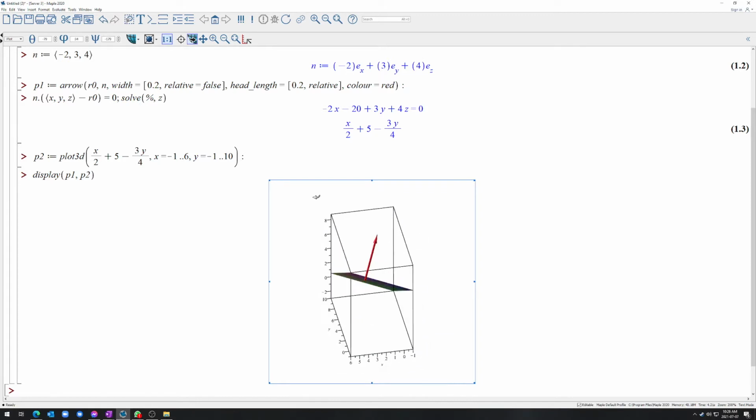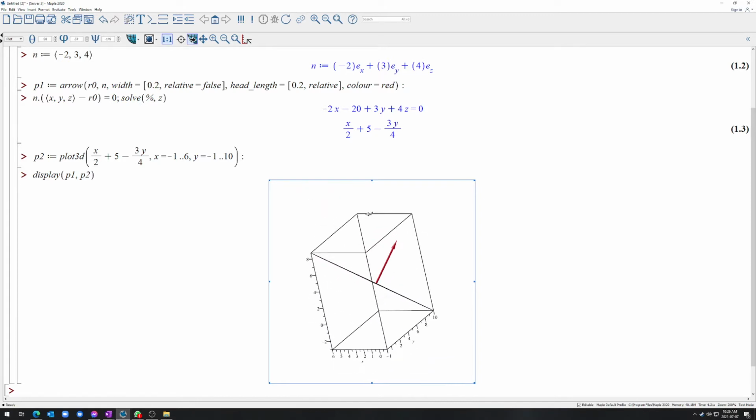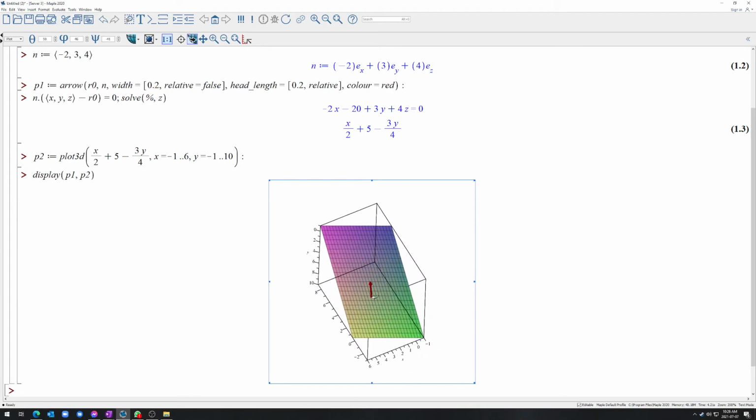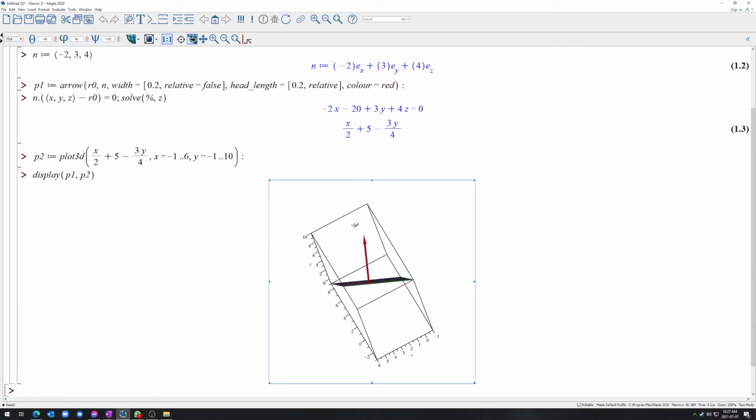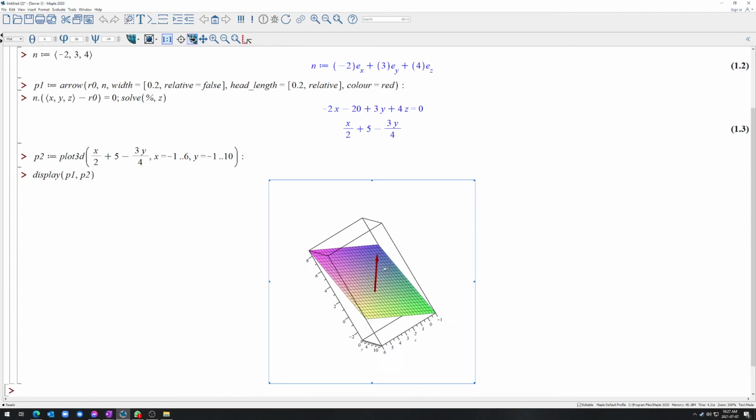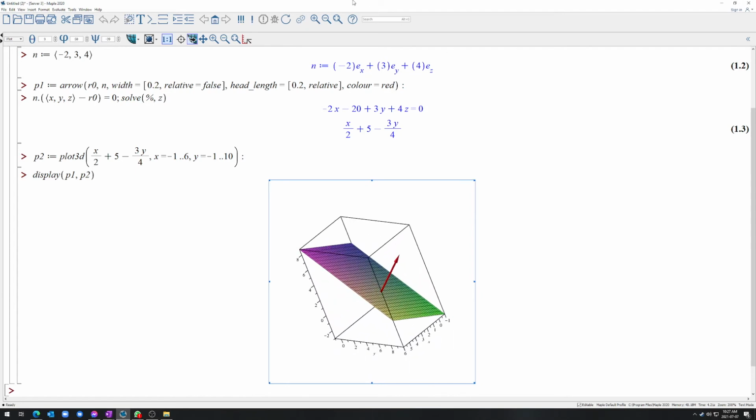Now you can see a perfectly perpendicular red arrow to that plane. And our point P is at the initial point of that red arrow. So you get a better sense of what we're really doing here. Using a point and a normal vector, we can define a unique plane.